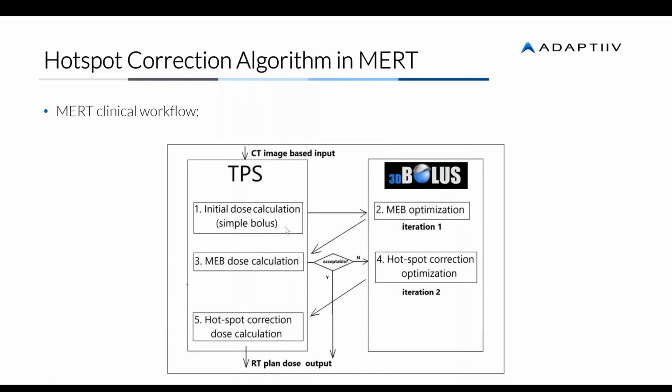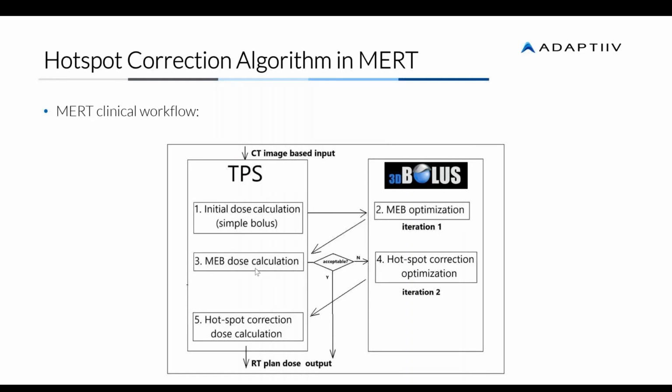And as I said, this is a diagram of how 3D Bolus interacts with your TPS. The first step is the initial dose calculation of the electron plan using a simple bolus. Then, by transferring the DICOM CT images, RT structs, and DICOM RT plan into our software, we perform the first iteration, which is modulated electron bolus optimization. When the optimization is done, in a matter of a few seconds, the modulated bolus structure is exported back to the TPS for dose calculation.